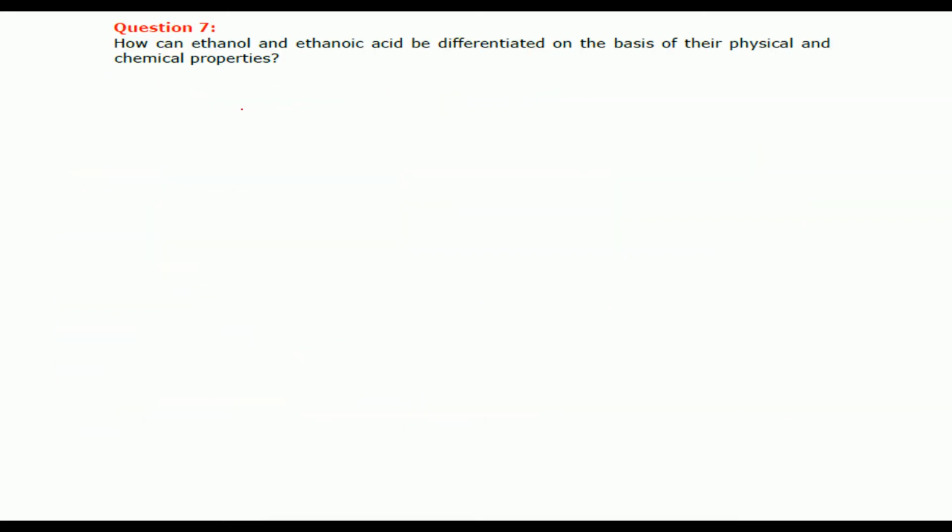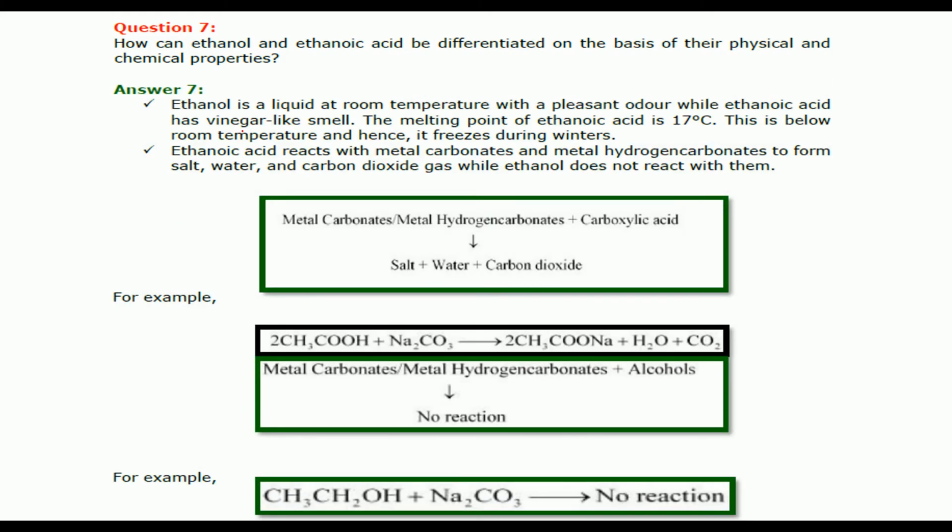How can ethanol and ethanoic acid be differentiated on the basis of their physical and chemical properties? First, ethanol is liquid at room temperature. It has a very pleasant odor. When we talk about ethanoic acid, it has a vinegar-like smell. The melting point of ethanoic acid is 17 degrees centigrade. That means it's below room temperature. So in winters, it is going to freeze.